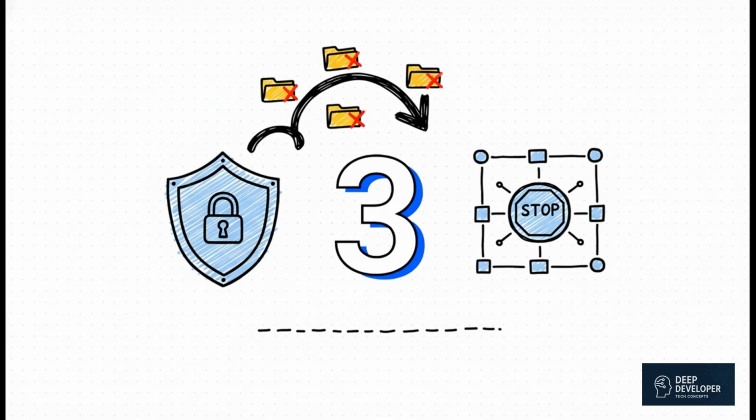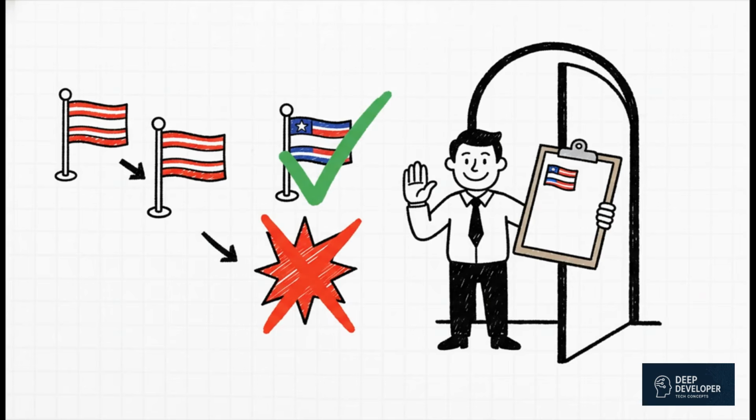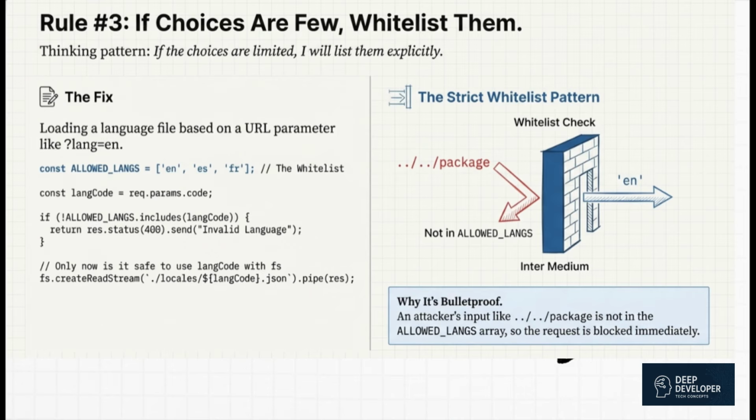All right, on to rule number 3. This one's for a slightly different but still very common situation. This is the strict whitelist pattern. So let's say you absolutely have to use user input to load a file, like choosing a language, lang equals en, lang equals es. Instead of just taking their input and looking for a file, you check their input against a hard-coded list of approved values. You literally have an array that says en, es, fr. When a hacker tries to send some malicious path, your code just asks, is that string in my list? Nope. Access denied. Simple and foolproof.